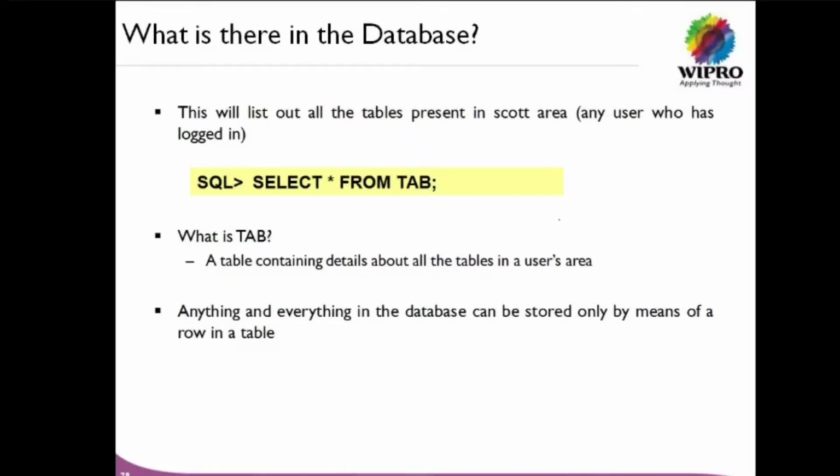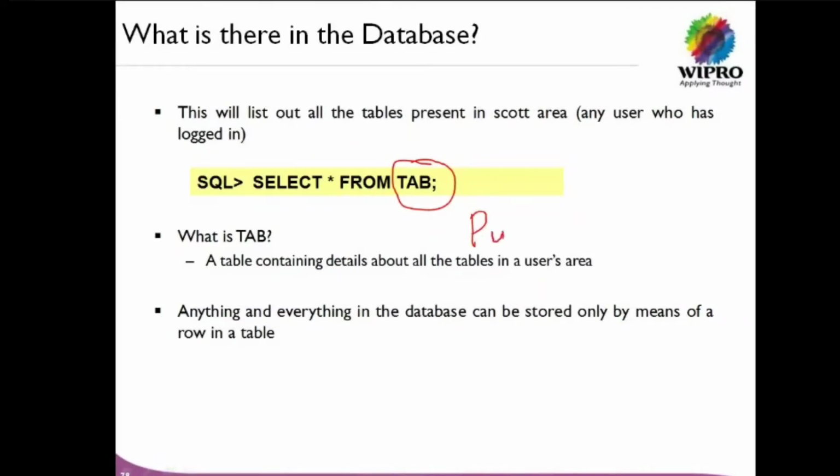Select star from tab. Whether tab is a user-defined keyword or a predefined keyword, they may ask you. Tab is a predefined keyword. Tab is a table containing the details about all tables in the user area. If you put select star from tab, it will display whatever tables you created, whatever views, secondary objects and sequences you created, everything. Tab is actually called a public synonym.